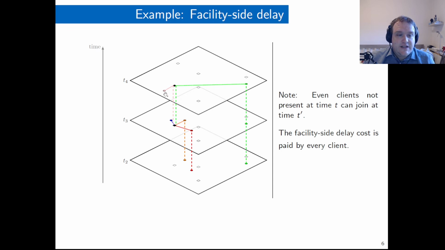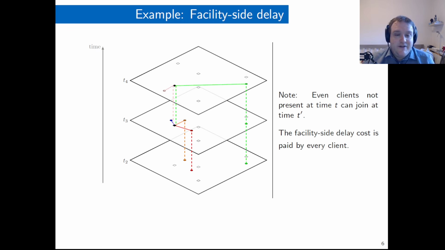And also you can see that the pink client who was not in at time t3 even available or known can also connect to time t3, right? So it's not only the green client who has waited all this time, but it's also this pink client who just appears later. So this is all allowed.